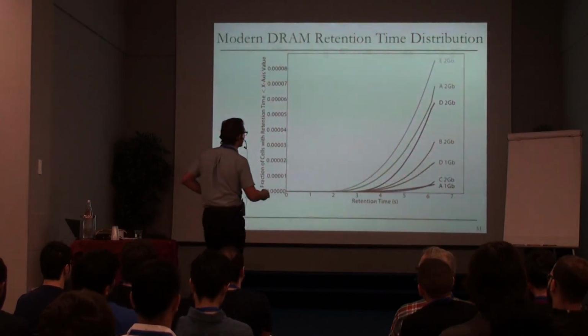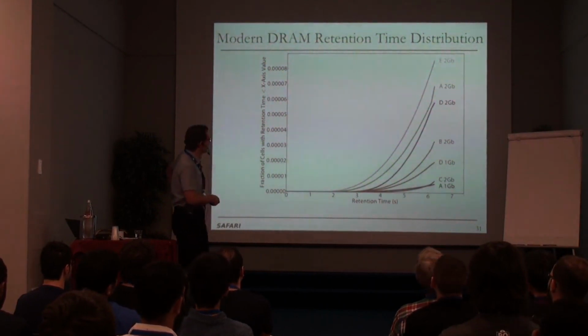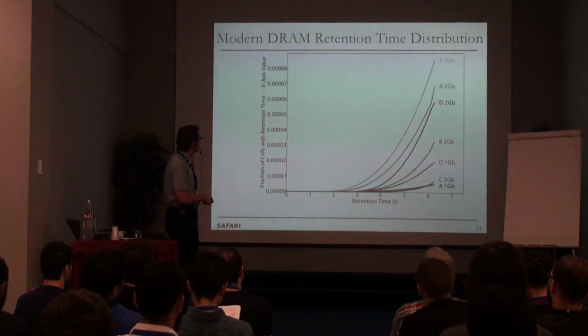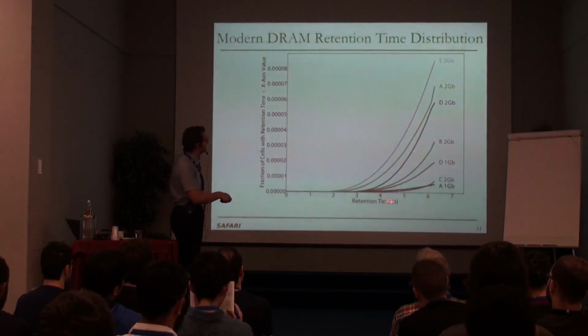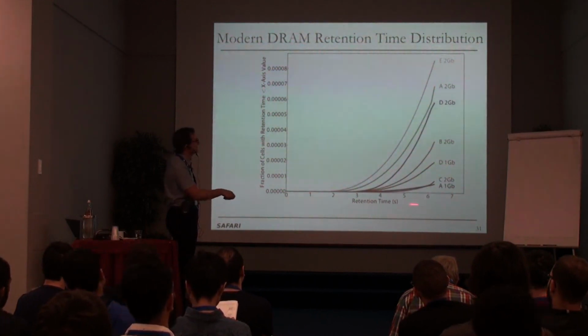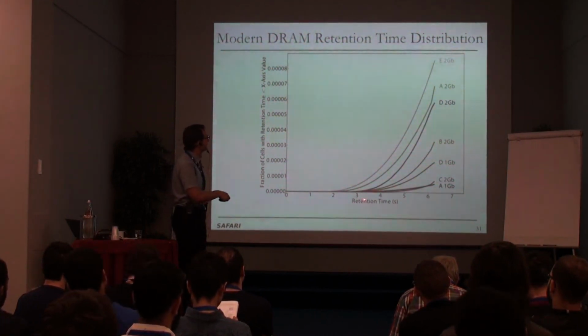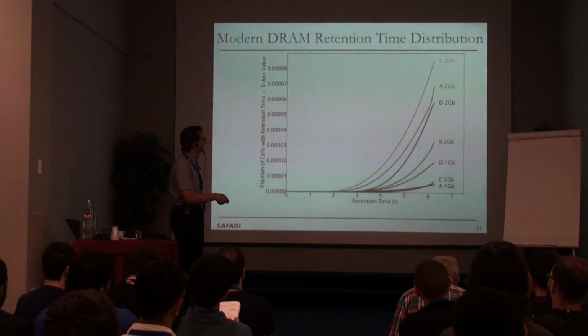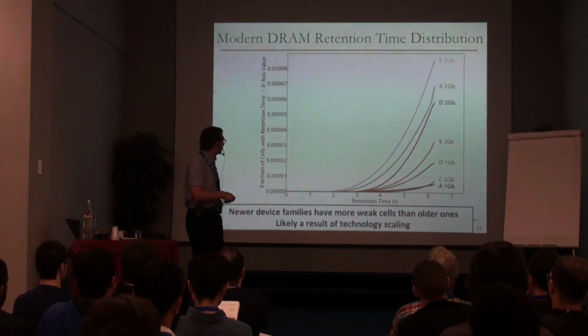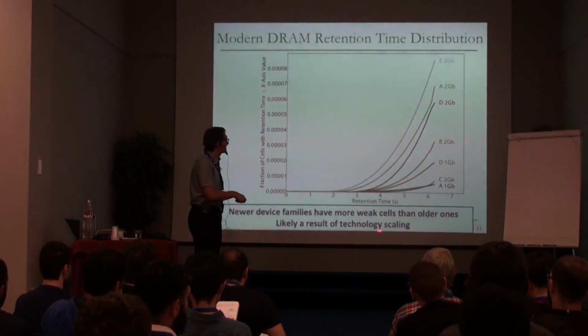These results are obtained at 45 or 50 degrees Celsius. That's why the retention times are very long. This is from the paper that I described. This is the retention time that we've tested and the fraction of cells with retention time less than the x-axis value. So this is a curve that we would expect. Most of the cells can retain data a lot. But newer device families have more weak cells or leaky cells than older ones. This is likely a result of technology scaling.